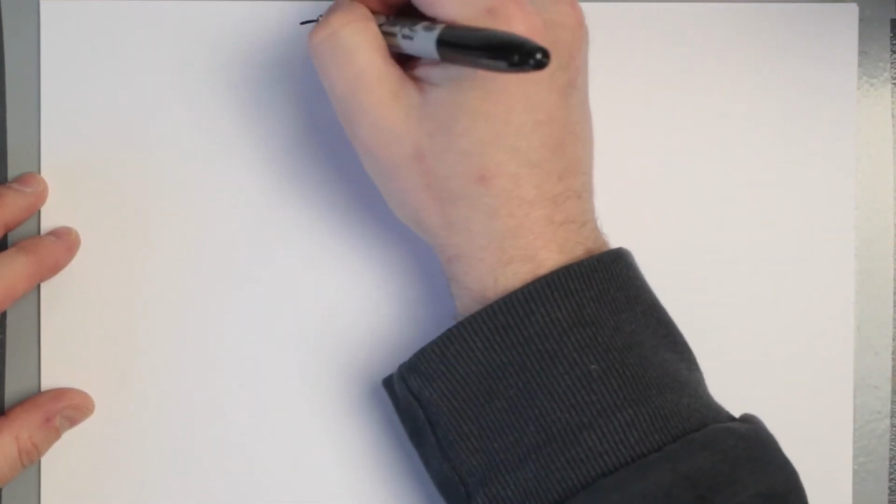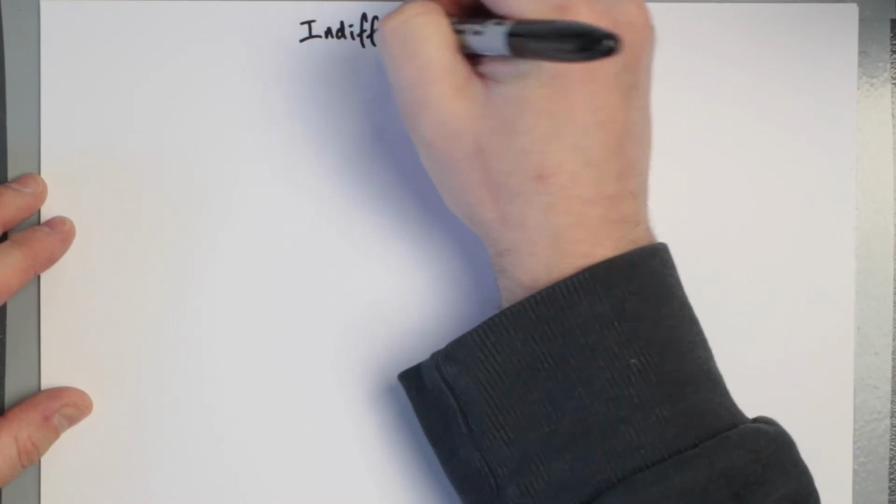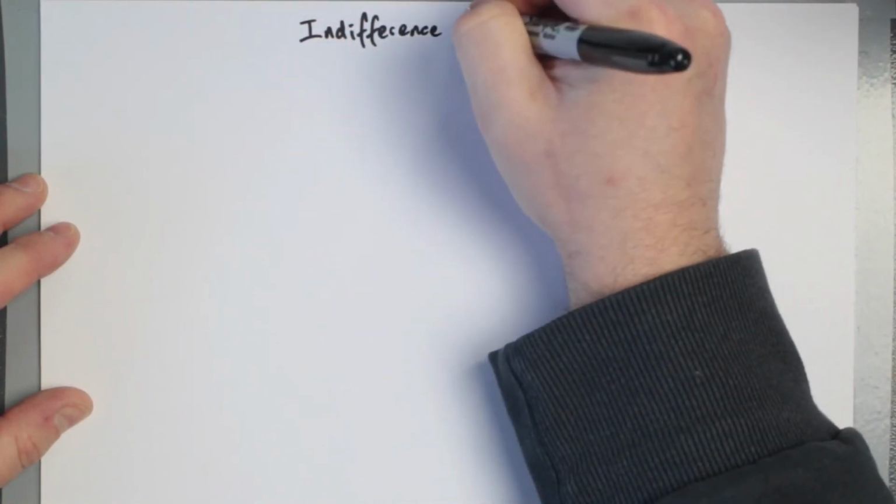So let's introduce an idea called indifference curves. We've already seen that we can represent bundles of goods in a diagram in 2 dimensions in our commodity space diagrams. How can we represent preferences in this diagram? Okay, so the tool we're going to use is called an indifference curve.